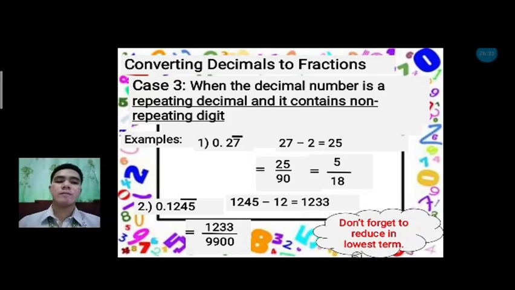Now, don't forget to reduce it to lowest terms. The common factor will be 9. We're able to divide 1233 by 9, that is 137. Then 990 divided by 9 is 110. Therefore, the fraction form of 0.12454545 and so on and so forth is 137 over 1100.